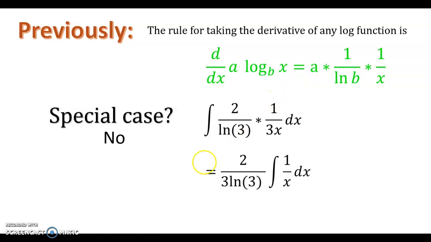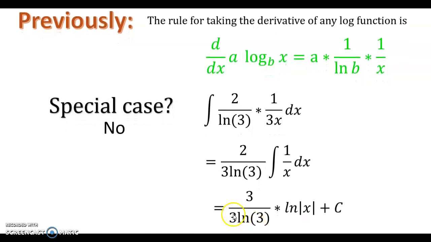No, because the natural log of 3 is a number, and 2 is a number, and the 3 right here in front of the x is a number. We just have 1 over x dx. So let me move the screen down a little. So I could probably divide that 3 out. Oh, that's supposed to be a 2.